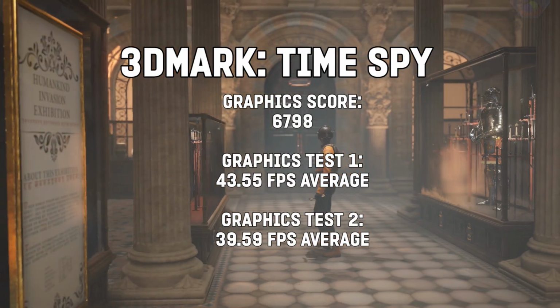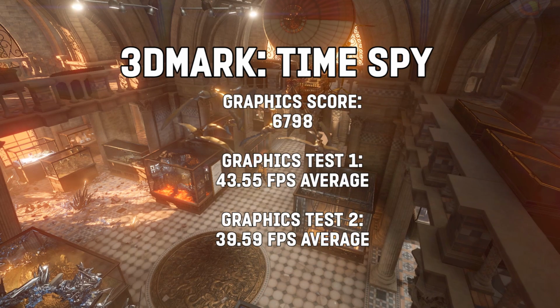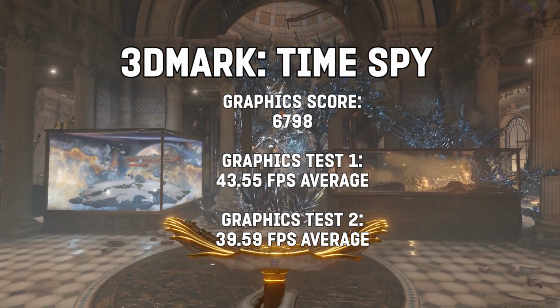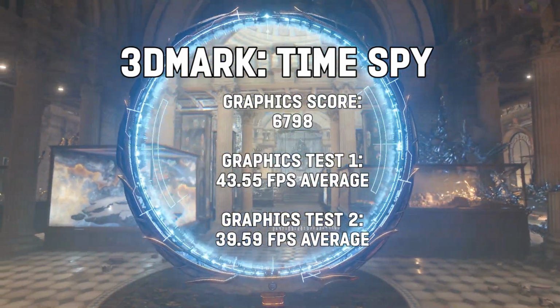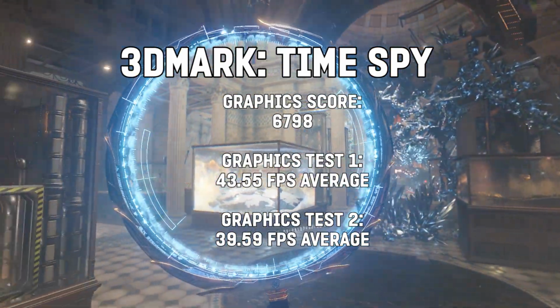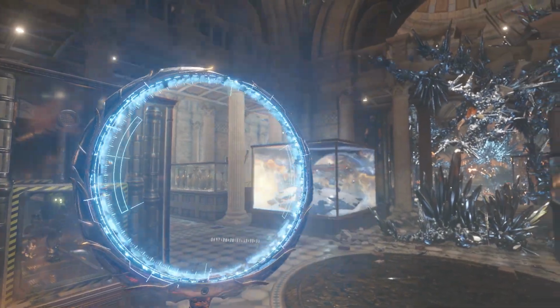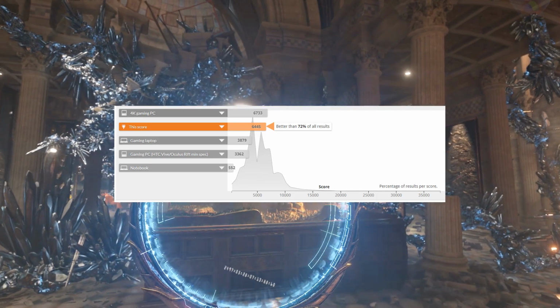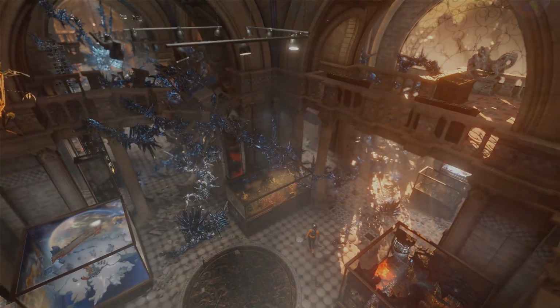In the 3DMark Time Spy benchmark, the GTX 1070 Ti achieved a score of 6,798 with an average FPS of 43.55 on the first graphics test and 39.59 on the second graphics test. This score will put you at the top 28% of all the users who submitted their benchmark at 3DMark.